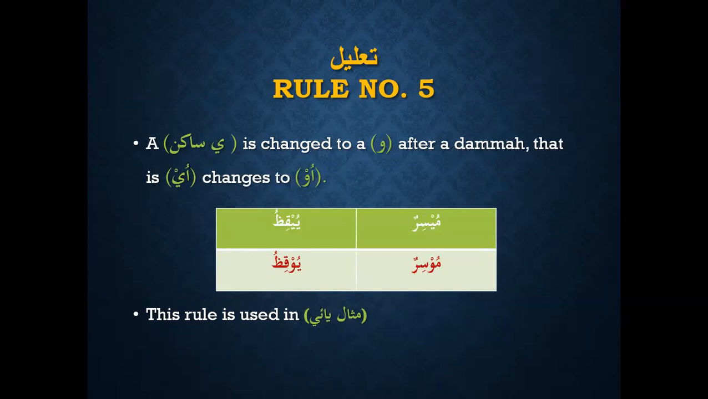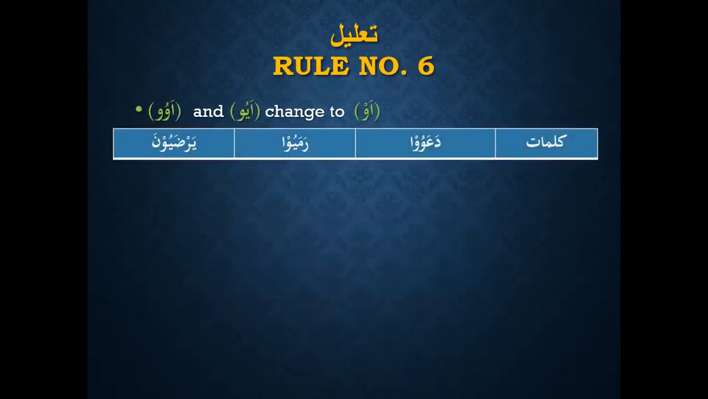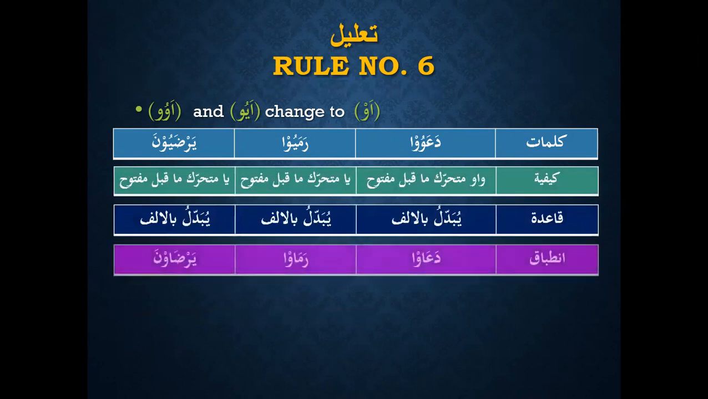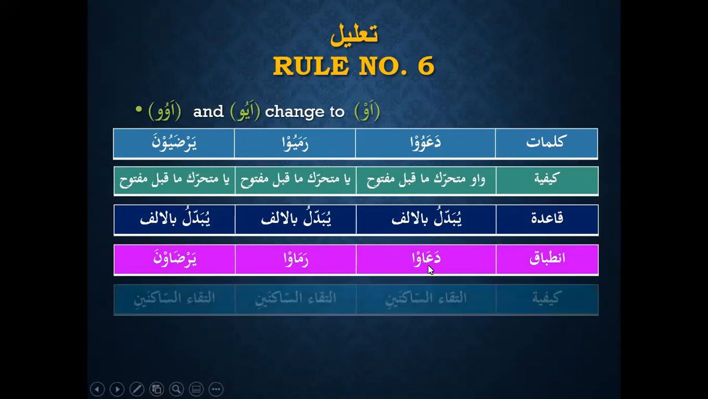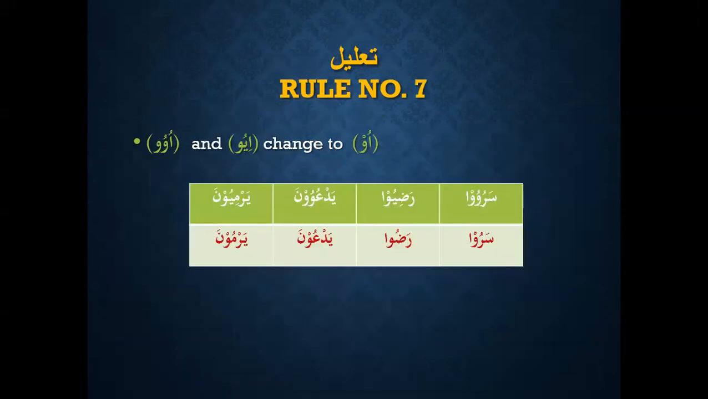And the vice versa. So muysir becomes musir because dhamma goes with waw. So yuqid becomes yuqid. And then ayu and avu becomes au. And that is the first rule again, where waw is mutaharrik preceded by a fatha letter, so da'aw, alif and waw together, you have to drop that alif, it becomes da'aw, ramaw, yardaw. Okay, so this is what has been happening. And uwu and iu becomes u.